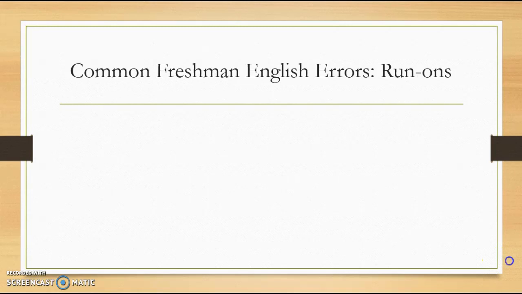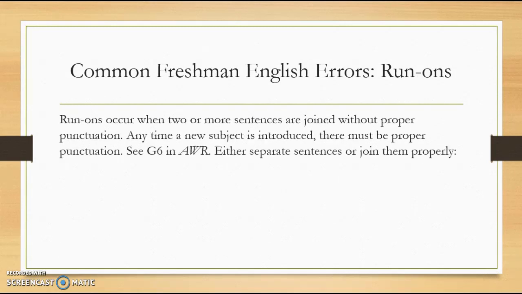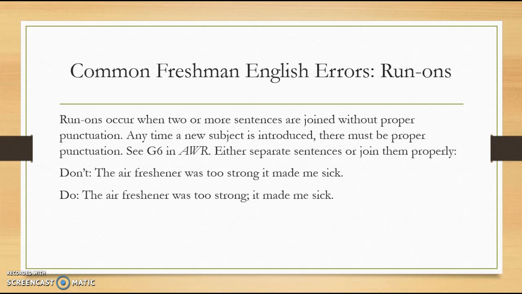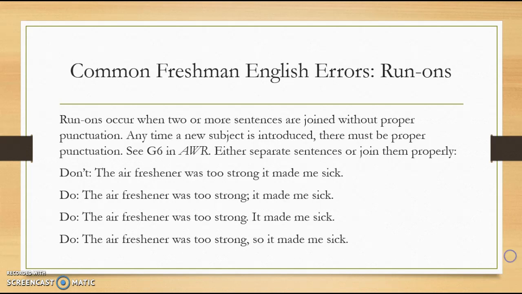The opposite of fragments is run-ons, and this is when we try to put too many sentences together without proper punctuation. You can see section G6 for more information on this. We either need to separate sentences or join them properly. The air freshener was too strong, it made me sick. The air freshener was too strong; it made me sick. The air freshener was too strong. It made me sick. The air freshener was too strong, so it made me sick.